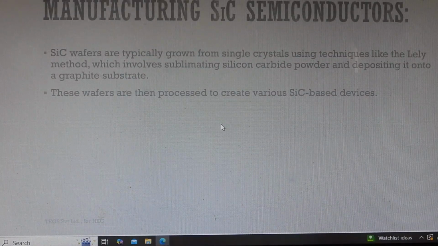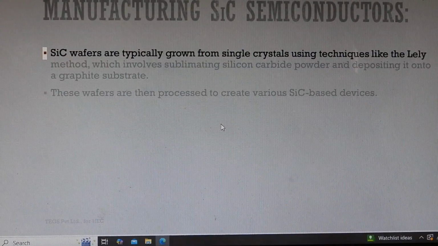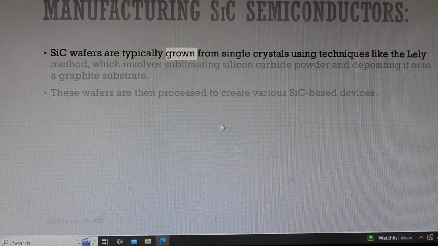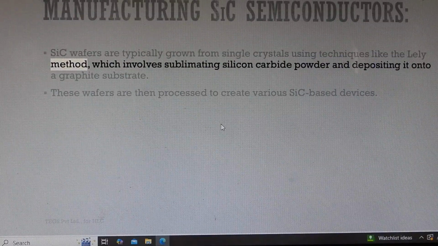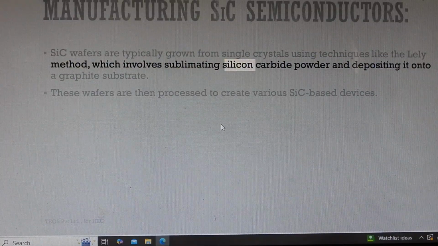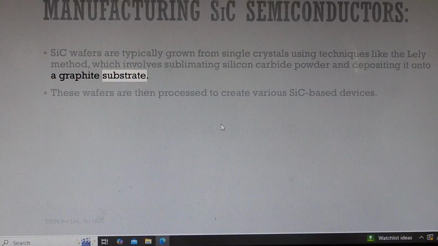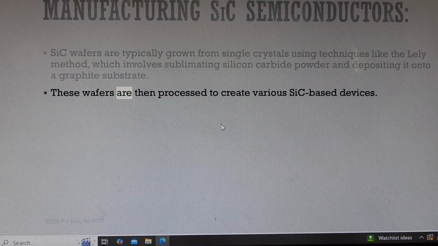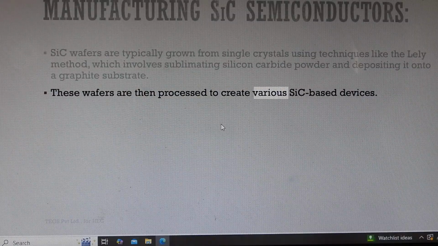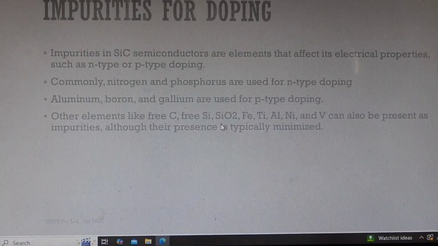Manufacturing SiC semiconductors. SiC wafers are typically grown from single crystals using techniques like the Lely method, which involves sublimating silicon carbide powder and depositing it onto a graphite substrate. These wafers are then processed to create various SiC-based devices. Impurities for doping.